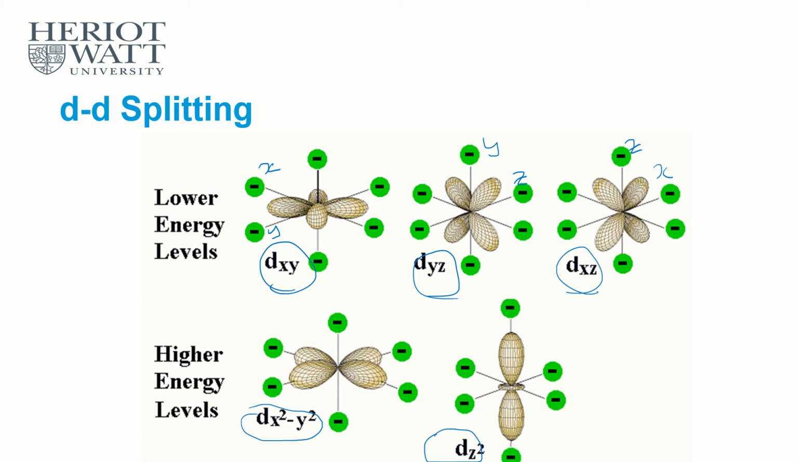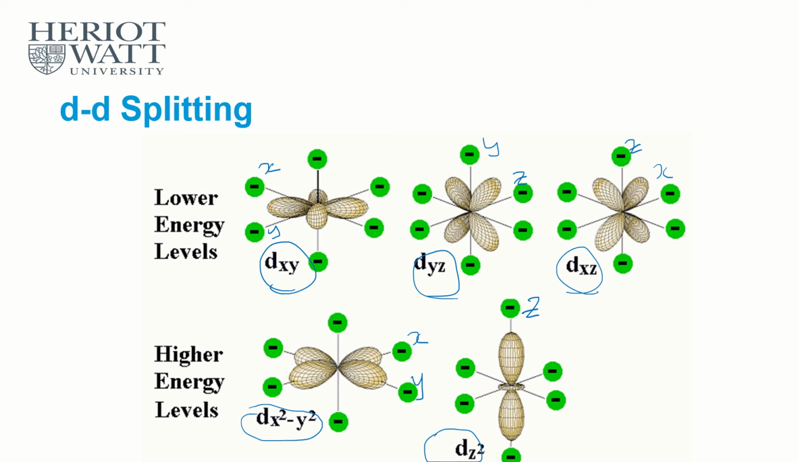This is the symbol. And dx square y square means the orbital is lying on the x and y axis, on the axis, not in between. So this is dx square y square. And the last one, dz square, means the orbital is lying on the z axis, on it, not between. So you have five different orbitals.